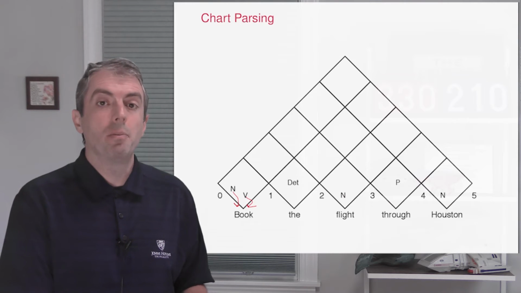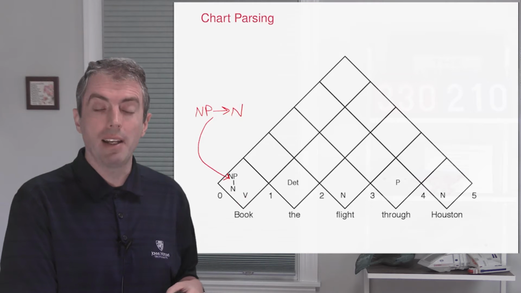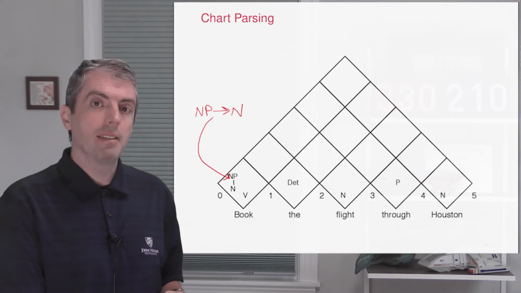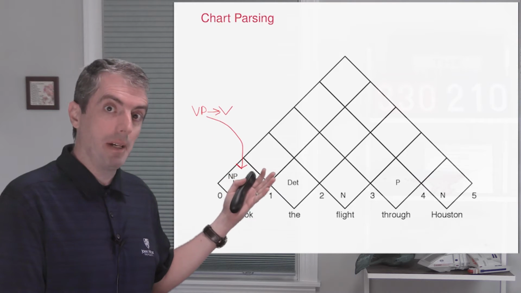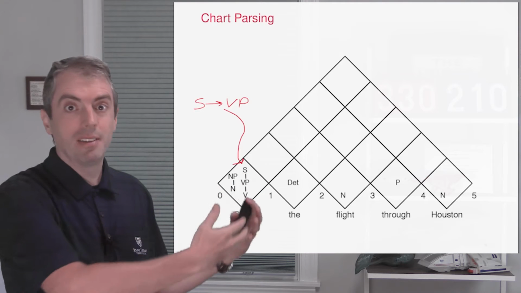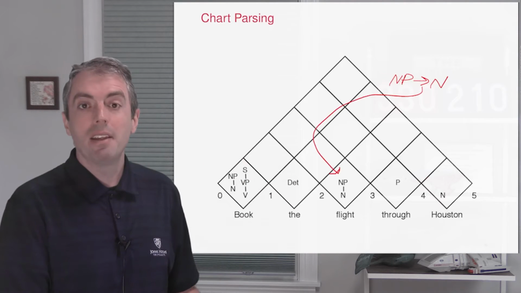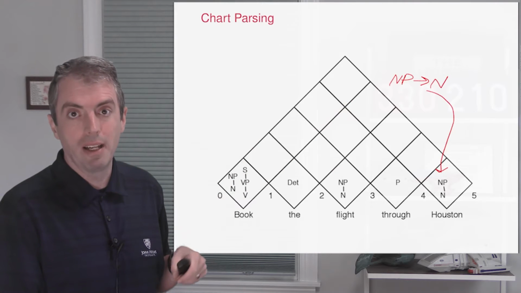And in some cases, we can turn one non-terminal into another. We also need to consider that. "Book" can be a noun phrase all by itself. A verb can be a verb phrase all by itself, and a verb phrase all by itself can be its own darn sentence. So in this case, the whole sentence is "book," like an imperative phrase. And then other words can be a noun phrase by itself. "Houston" can also be a noun phrase by itself.